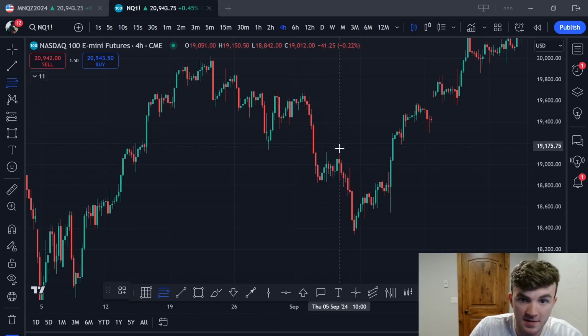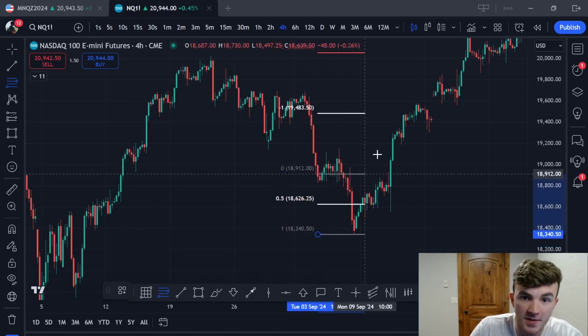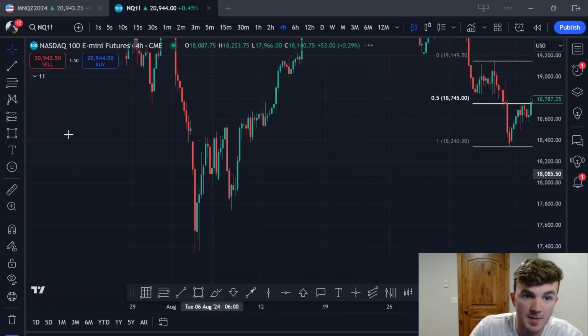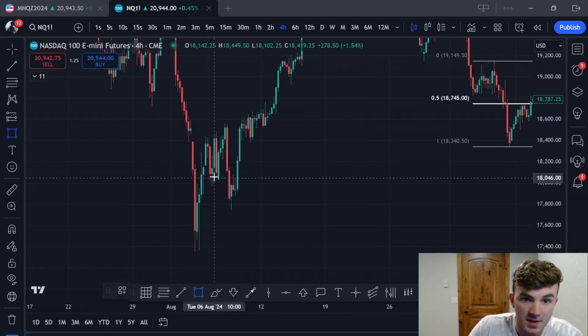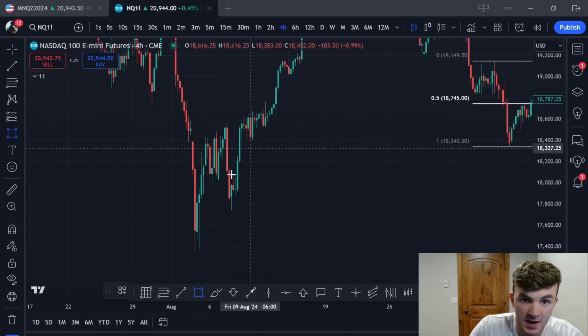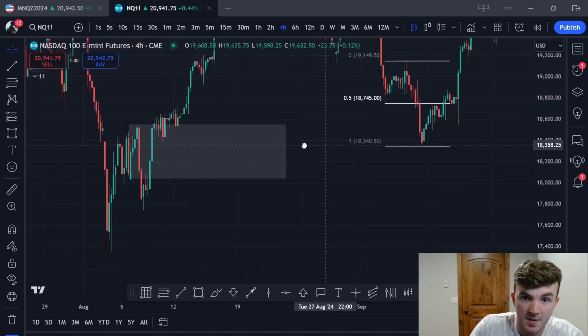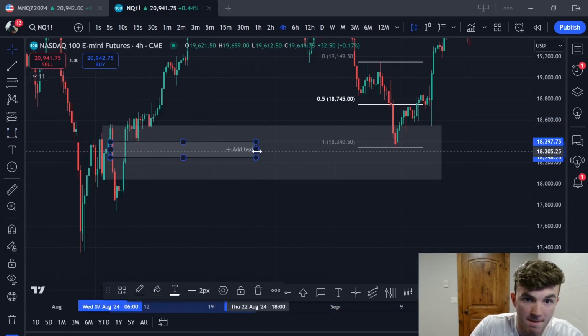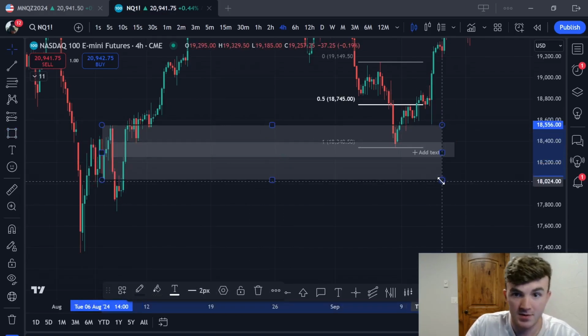See how this is the final move down? I like to measure out the final moves down because that is the manipulation, right? This was a manipulation into this breaker, low, high, lower low, higher high. So this is a breaker, but this was also a BPR. See how that BPR was respected?